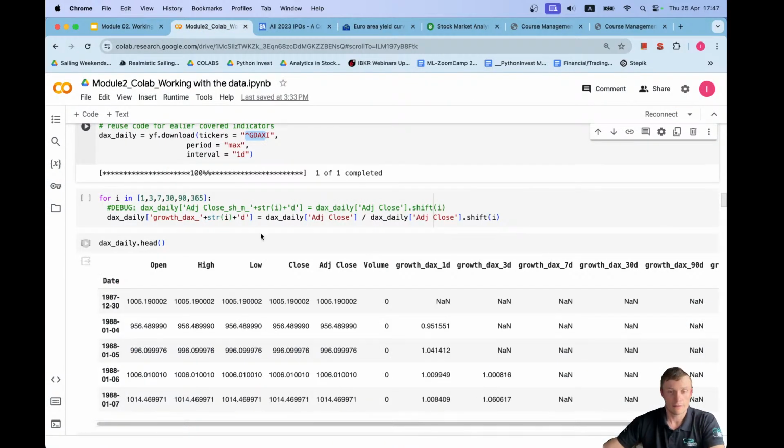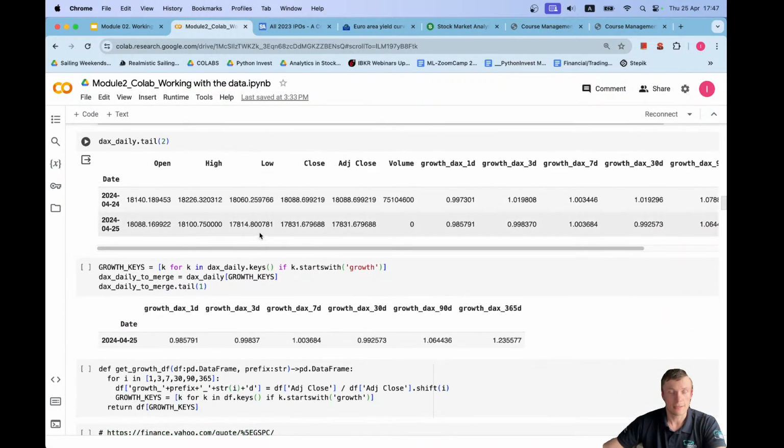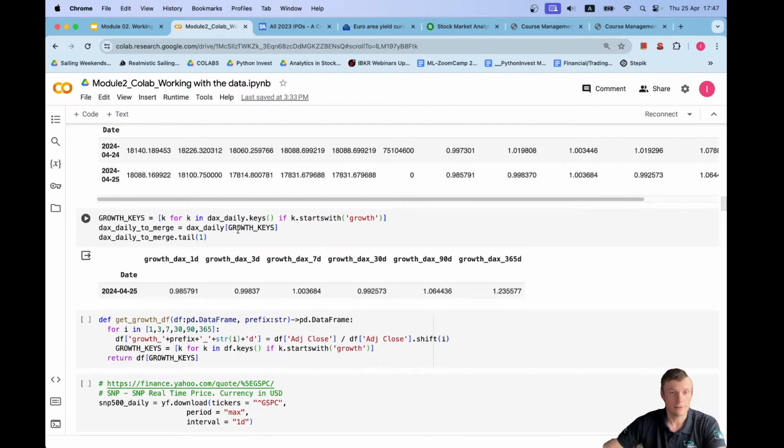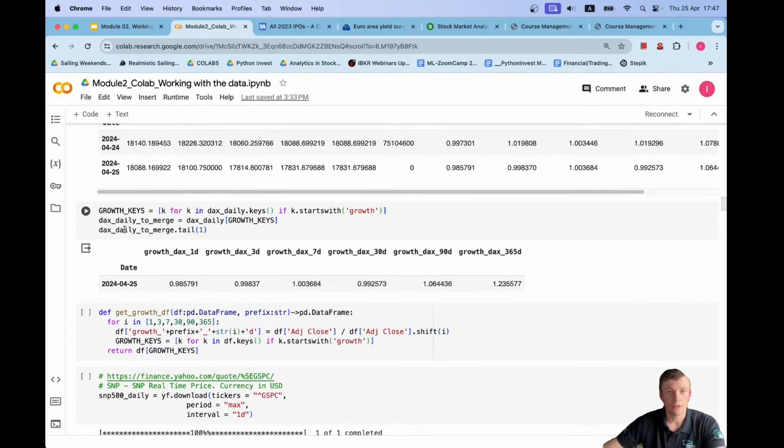Okay, I think I forgot to mention that I defined a function for this, get growth data frame. It has a data frame as input, generates the same columns, and filters the data frame to remove the original absolute numbers. So when we join these data sets, DAX daily to merge, it has only growth stats.